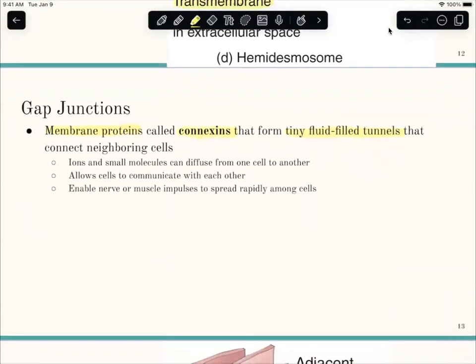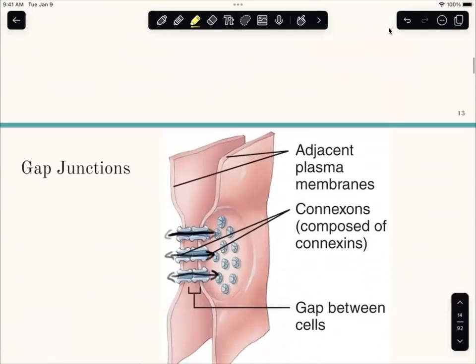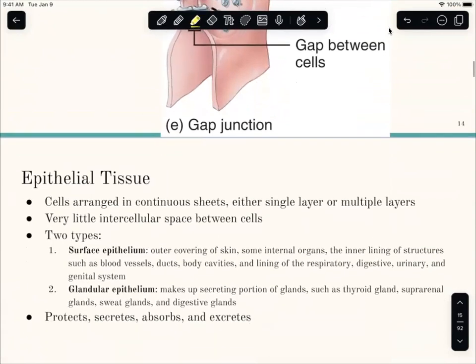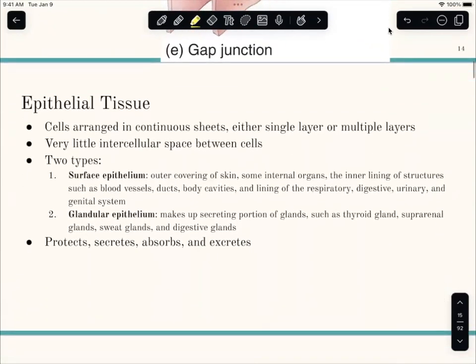These gap junctions are found in muscles, cardiac muscles specifically. They allow nerves to communicate with each other very fast. This is how information goes from one cell to the next cell very rapidly. We're using gap junctions, or these little tiny tunnels, to send this information. So that's how all of our different cells are held together.